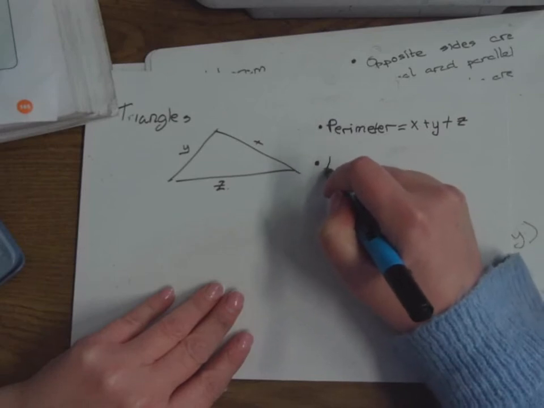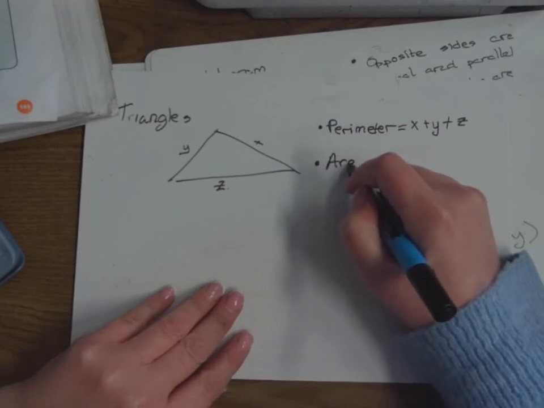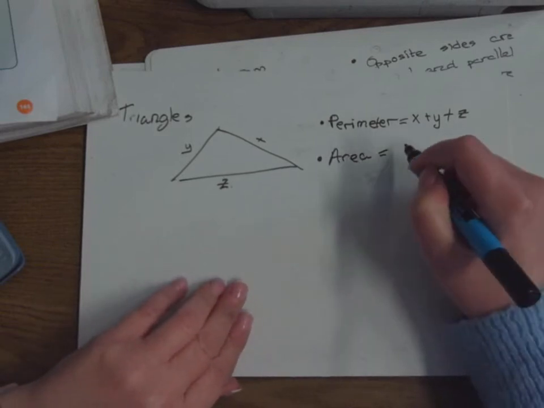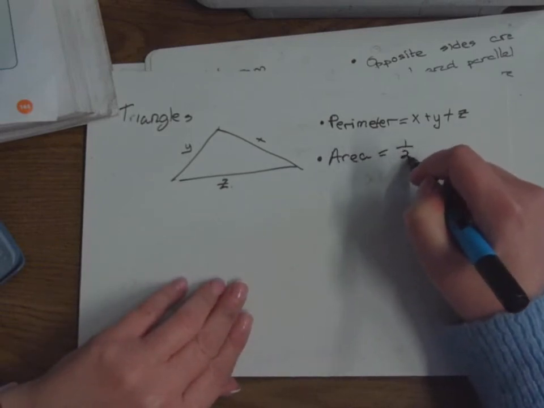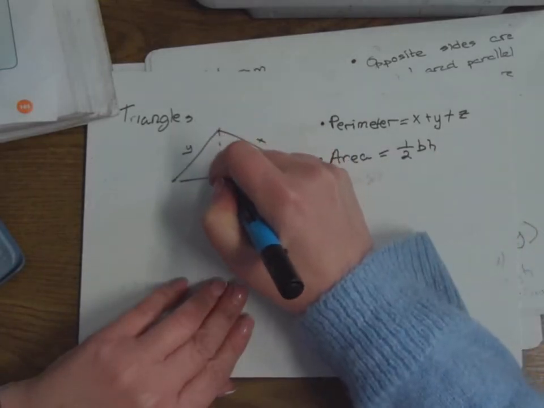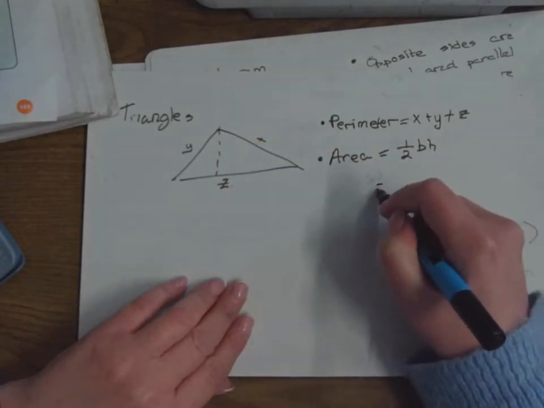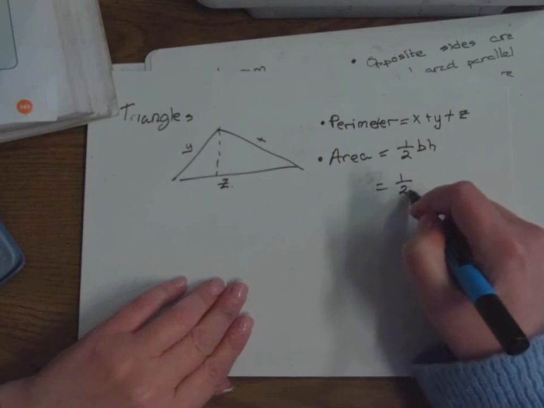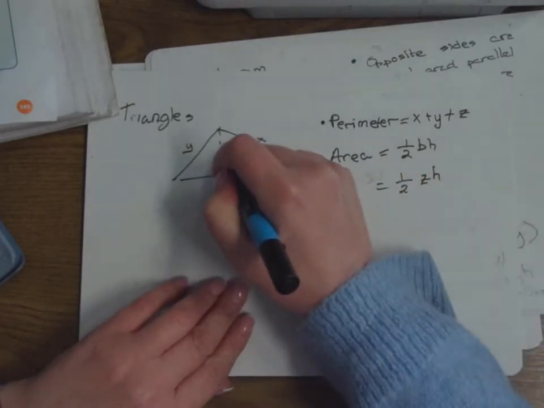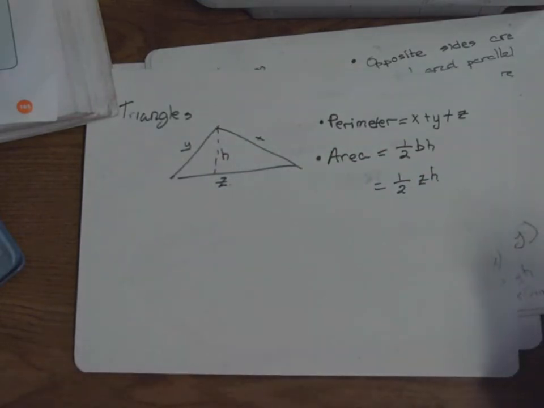Right, area equals half the base by the perpendicular height. So again, in this triangle, that would be a half multiplied by Z multiplied by the perpendicular height, which is h. What am I going to do now?